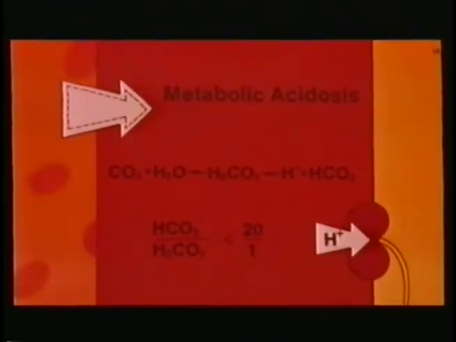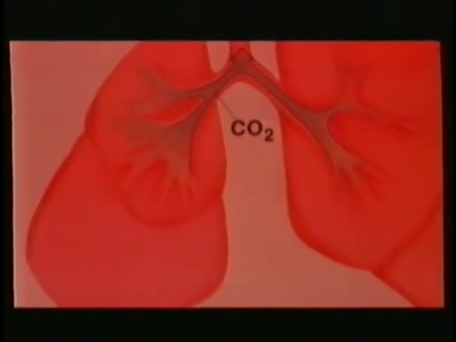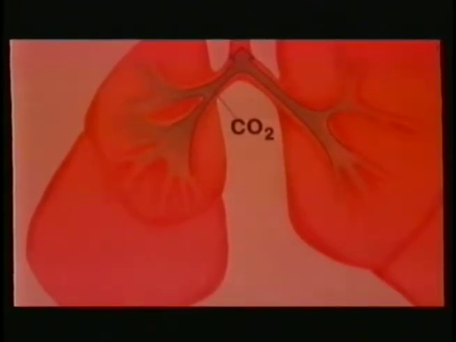When hydrogen is added to the body fluids faster than it can be removed, the result is a condition called metabolic acidosis. The bicarbonate concentration decreases, and the ratio of bicarbonate to carbonic acid falls below the normal value of 20 to 1. The physiological compensatory response to metabolic acidosis is to increase pulmonary ventilation, a maneuver that reduces carbon dioxide tension.